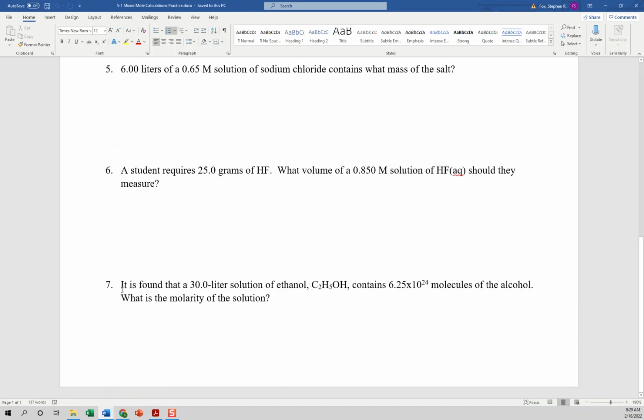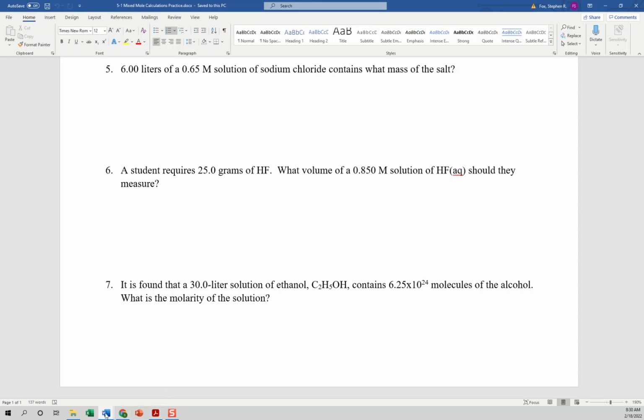All right, so it is found that a 30-liter solution of ethanol contains this many molecules of that alcohol, of ethanol, and we want to know the molarity. So remember, molarity. In this question, we're not ending up at one of our destinations in the mole map. So we have volume of the solution, and we have how many particles of the solute we have. And we want to find the molarity.